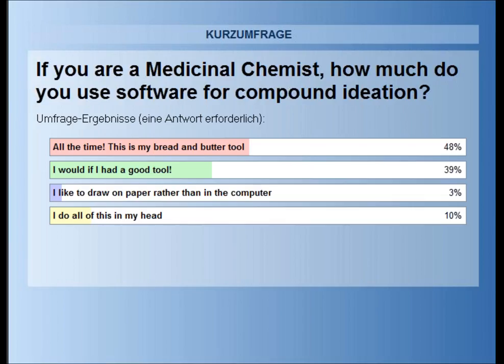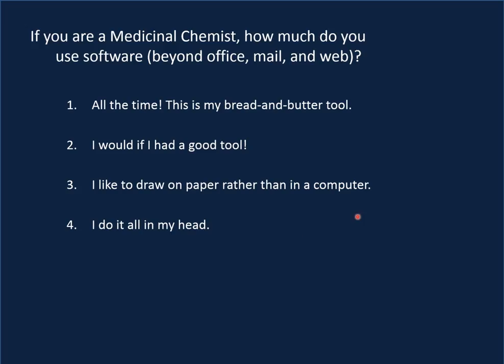So most of you use software all the time, which is not surprising. And also not surprising is that obviously there's still a lack of the perfect tool, I should say. And almost none of you like to draw on paper, although I have heard that medicinal chemists would rather draw on paper than draw structures in the computer. Okay, thank you for this, and I will let Matthias continue with his presentation.